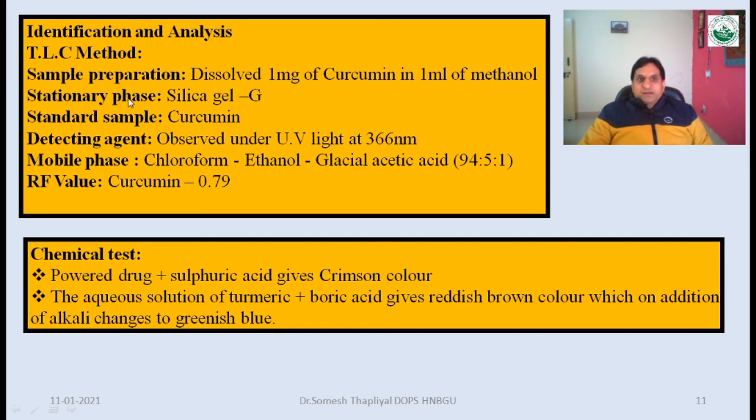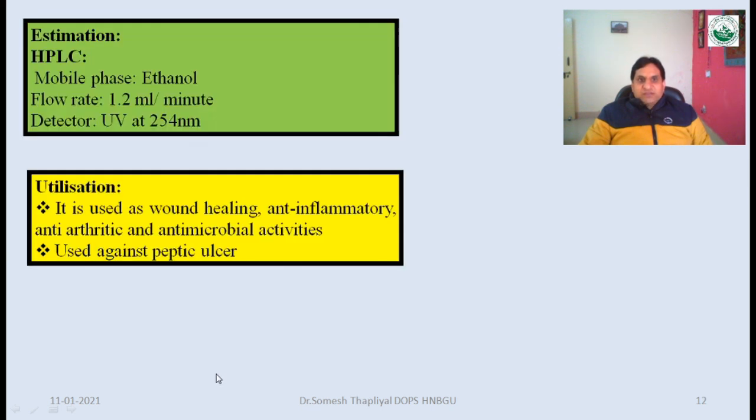Okay, and this is all about the thin layer chromatography, and you can prepare the sample by dissolving 1 mg of curcumin in 1 ml of methanol, with silica gel as the stationary phase. Similarly, you will prepare the standard solutions of curcumin. So it is all about the identifications and analysis. Then it can also be estimated by the HPLC method.